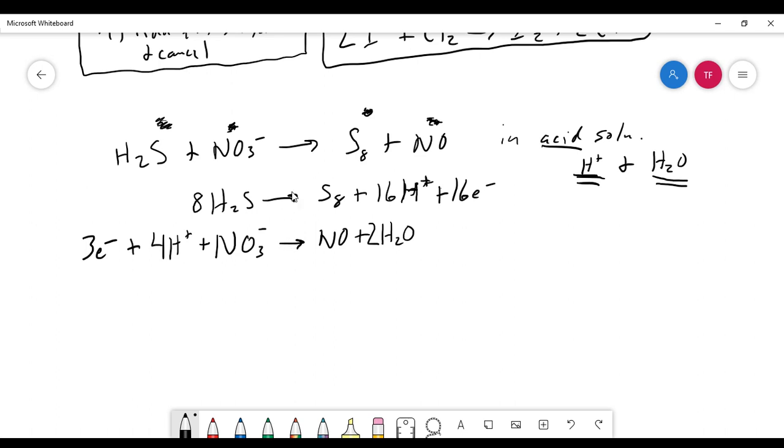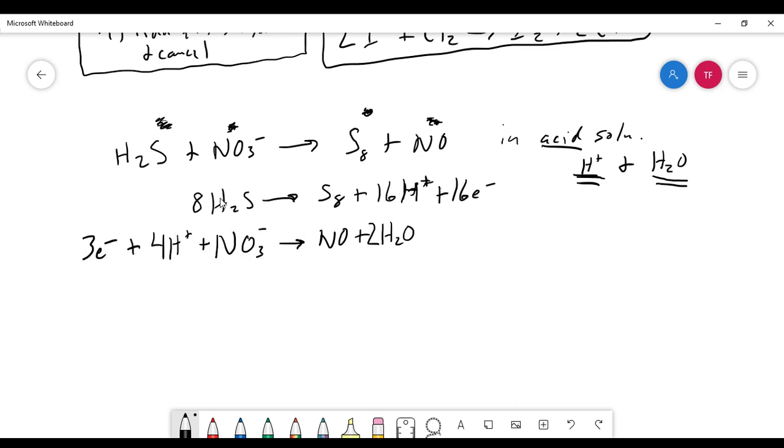So both of our reactions are now balanced for atoms and charge. Notice one reaction is producing electrons and one's taking them in. One's producing electrons, it's losing electrons, so that's our oxidation. And one's gaining electrons, and that's reduction.